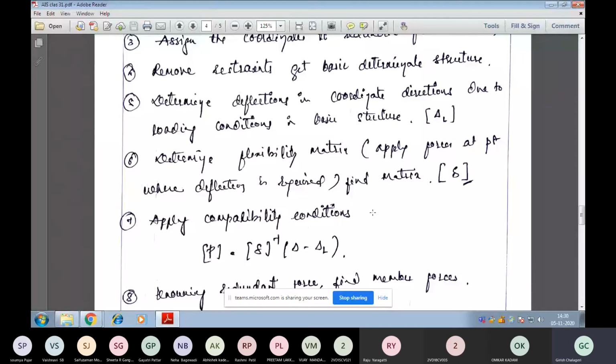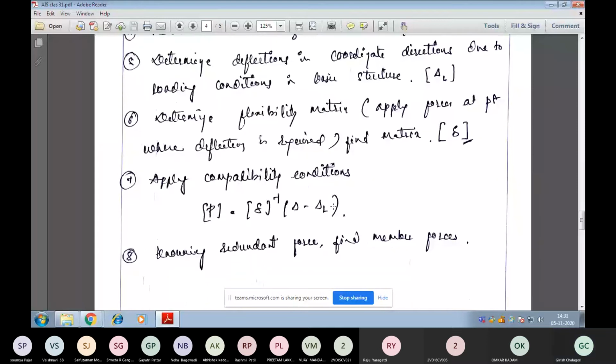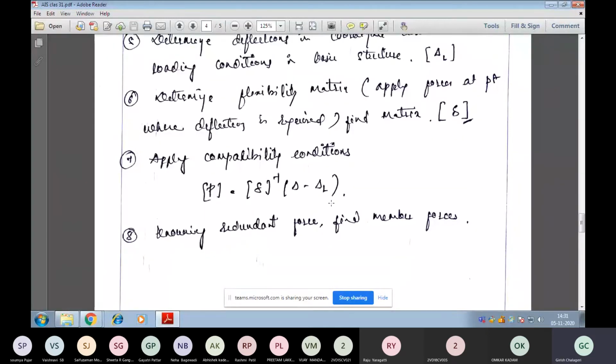So the small delta value is known here. P is unknown, small delta value is known, capital delta and delta L values are known. Substitute all this and find the values of the unknowns. Once you know the unknowns, then substitute them in the regular equations.